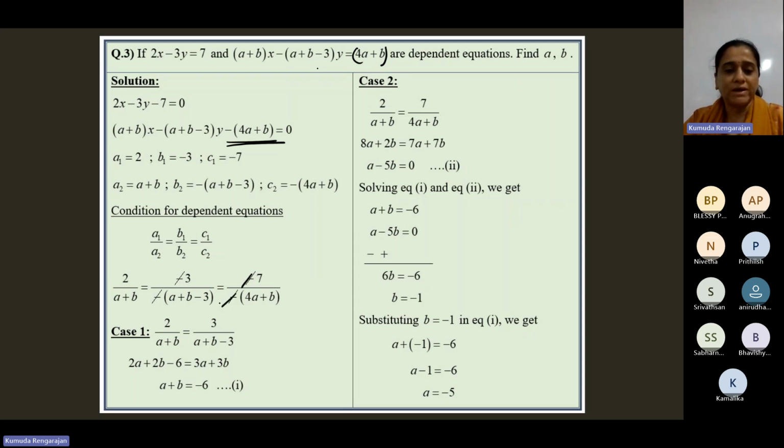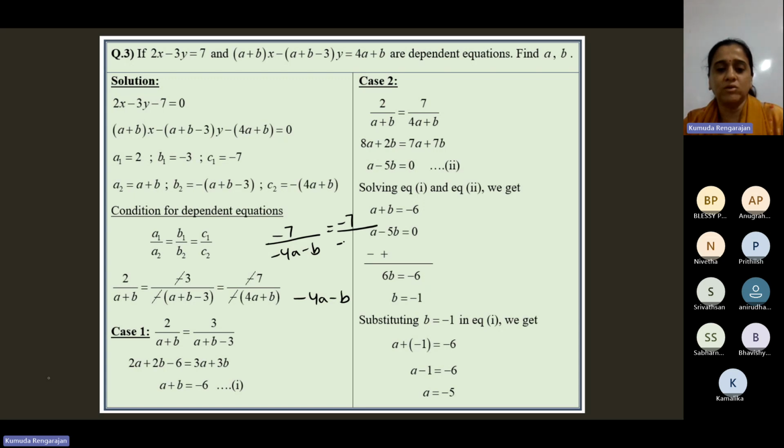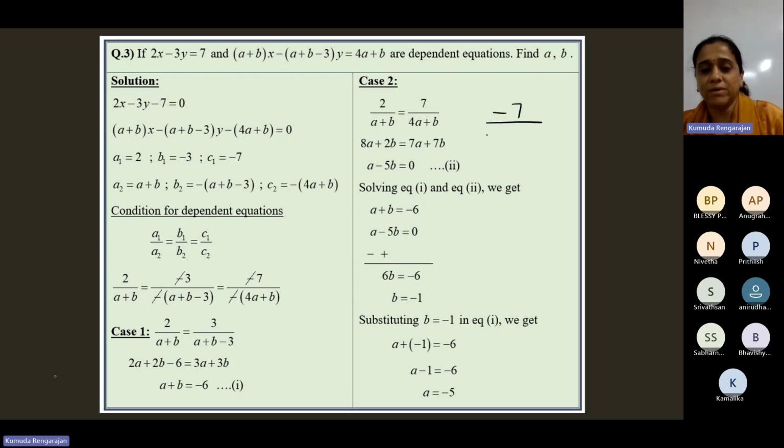So the minus and minus will get cancelled. If you had taken it as minus 4a minus b, then you should take out, see, like minus 7 by minus 4a minus b. Then you must take out minus common here. Then minus 7 by, take minus common, so you'll get 4a, minus into minus is, minus into plus is minus, like this you'll get, and then you can cancel the minus and minus.